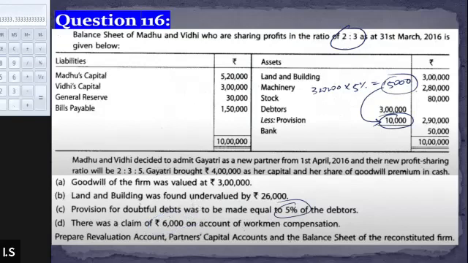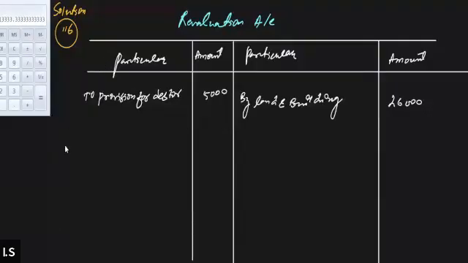And because it is going to be a loss for the business, we'll go to the revaluation account, and on the debit side of the revaluation account, we'll write this down to workman compensation claim, 6,000. Tell me, everyone, is this clear? Yes or no? Yes, sir. Clear.